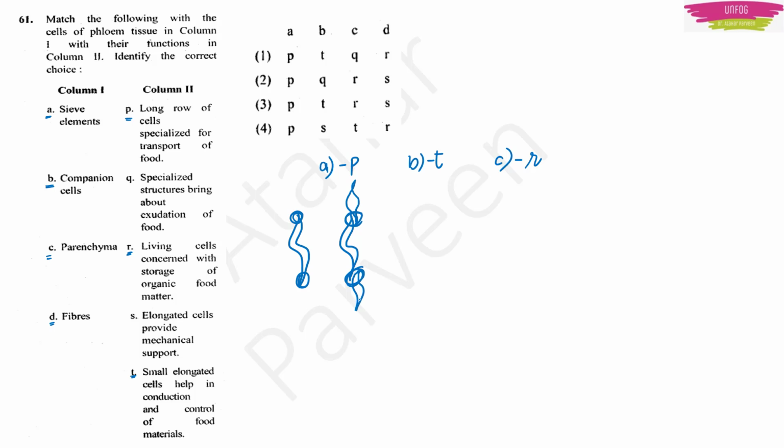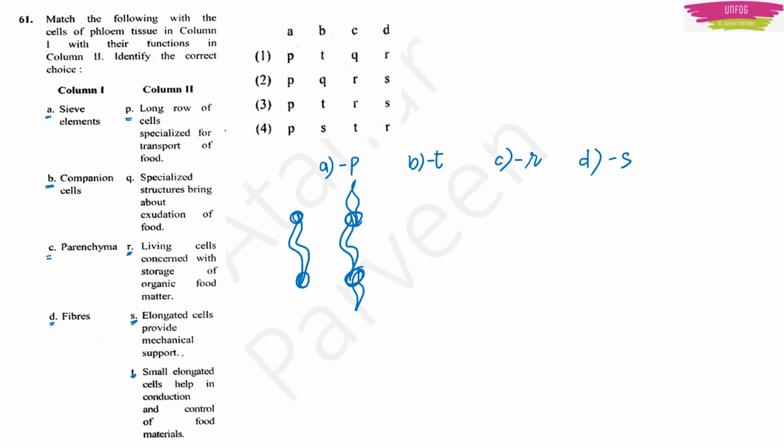When they are interlocked with each other, they provide maximum mechanical support to the plant. How is the plant standing straight, even when the wind is blowing so fast, or sometimes when there is a flood? Trees stand strong. So what type of tissues help it stand so steadily? They are the fiber cells. The correct function from column 2 is option S, so the correct answer for fibers is option S, which says elongated cells provide mechanical support.